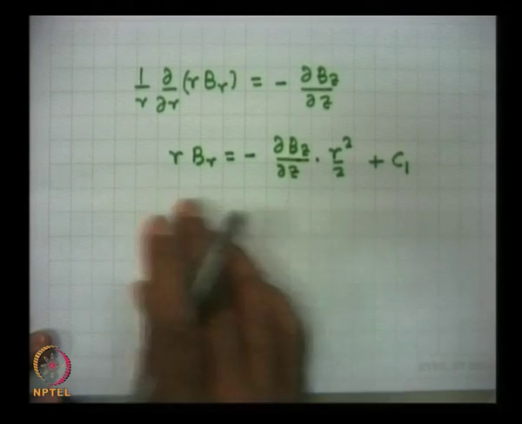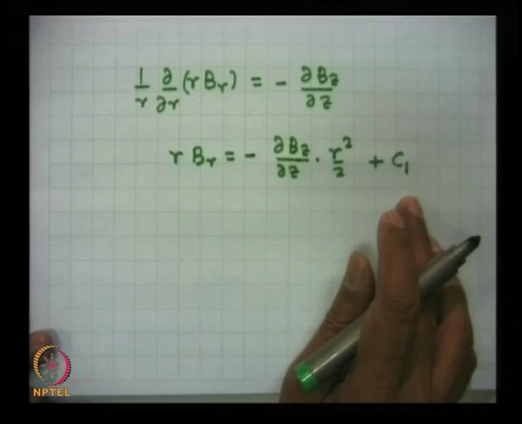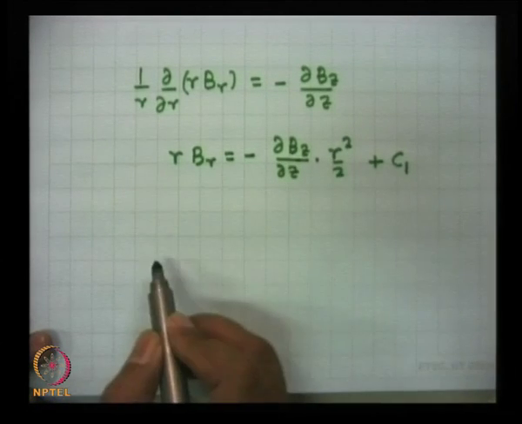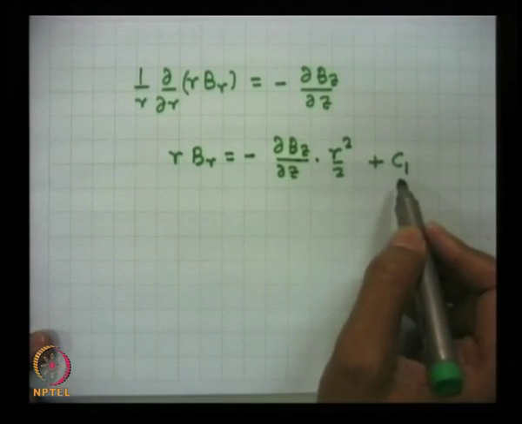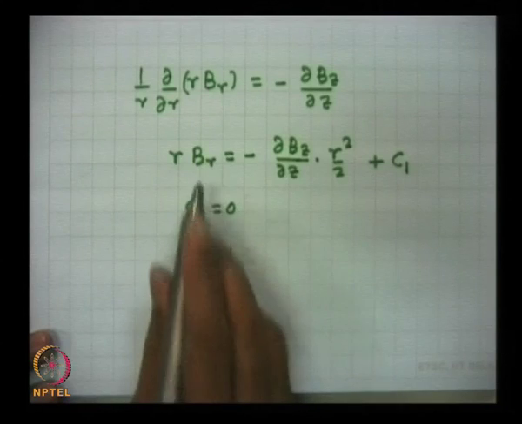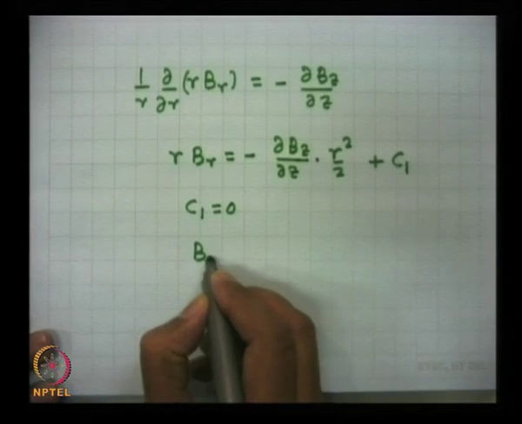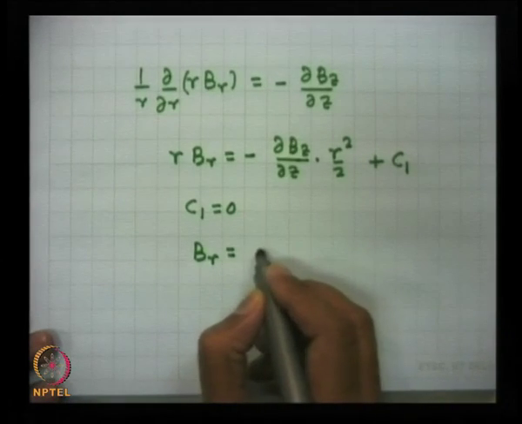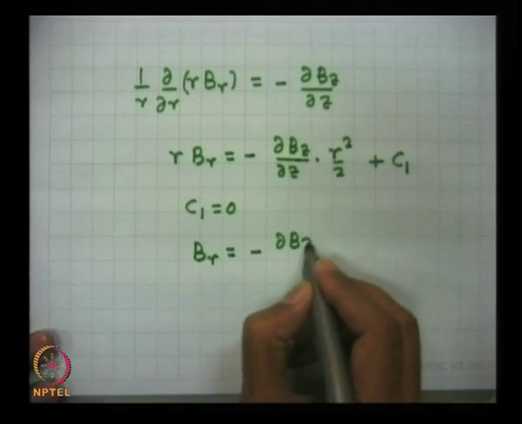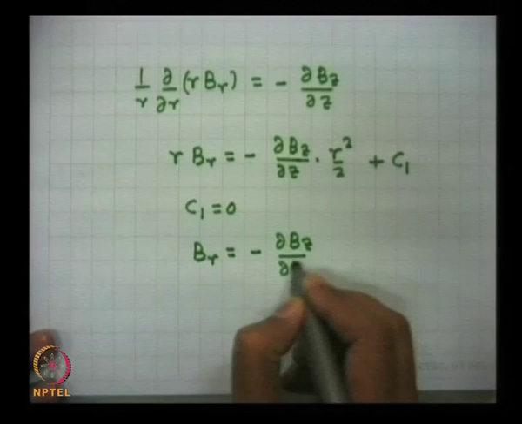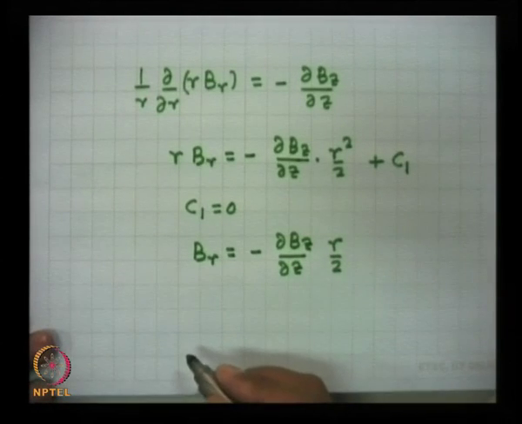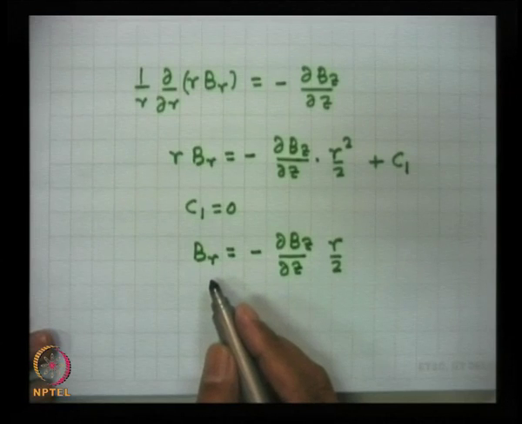Now, this equation should be satisfied at all values of r, including r equal to 0. But at r equal to 0, this term is 0, this is also 0, so C1 must be 0. So, once you take C1 equal to 0, then Br, the radial magnetic field, can be written as minus delta Bz by delta z into r by 2.